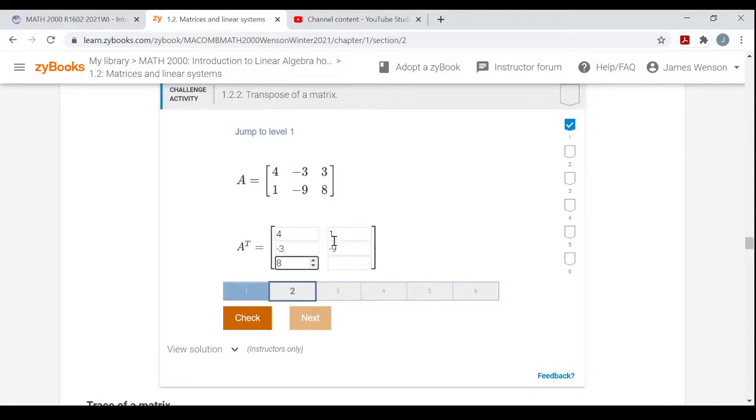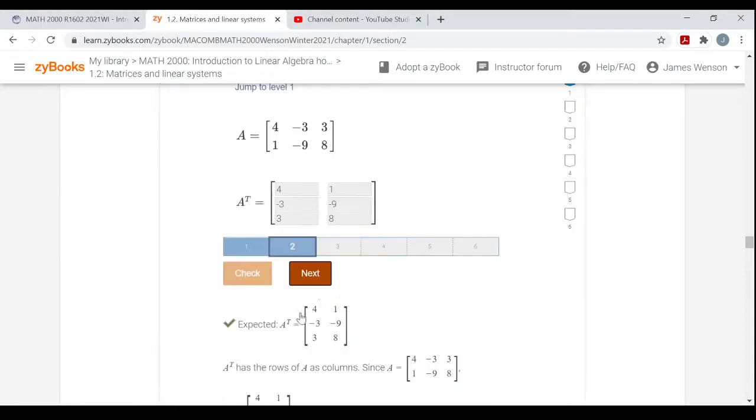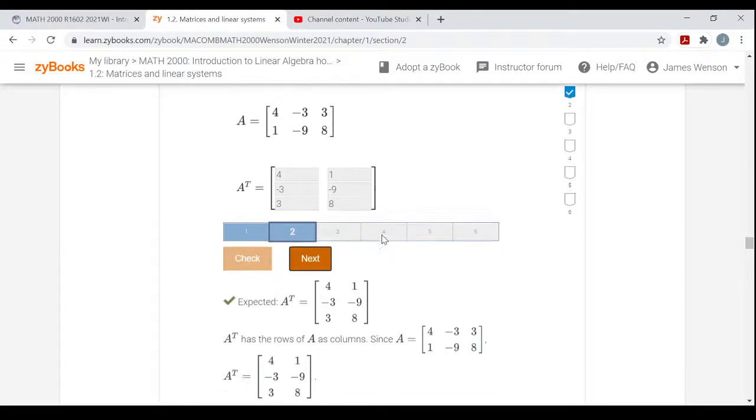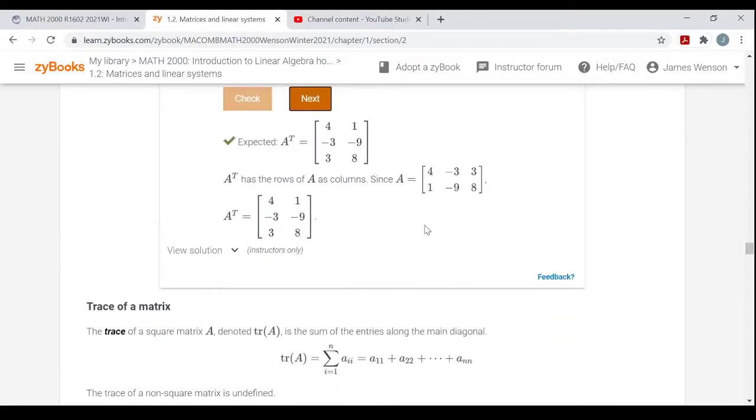Oh, I'm sorry, first row, third column, 3. First row, third column. And then the third row, second column of A transpose would be the second row, third column of A, 8. All right. And again, notice the first row of A is the first column of A transpose. The second row of A is the second column of A transpose. Okay, so I think that's enough of that. You got 4 more of those.